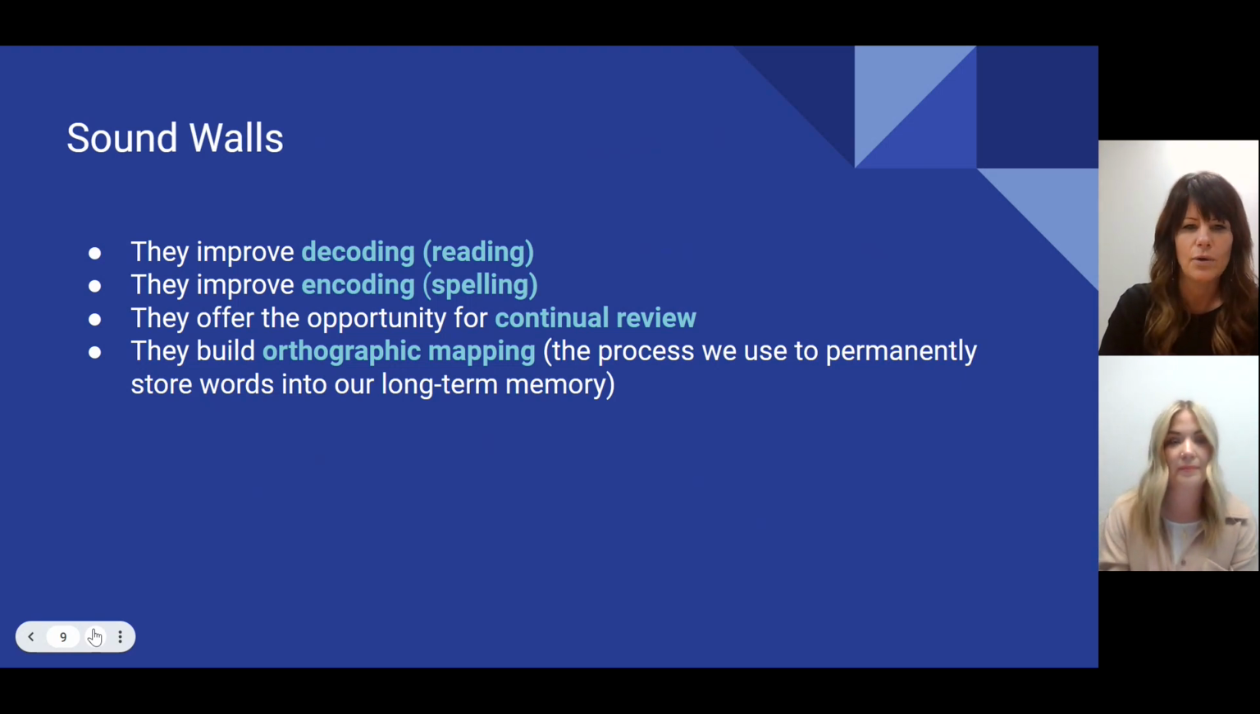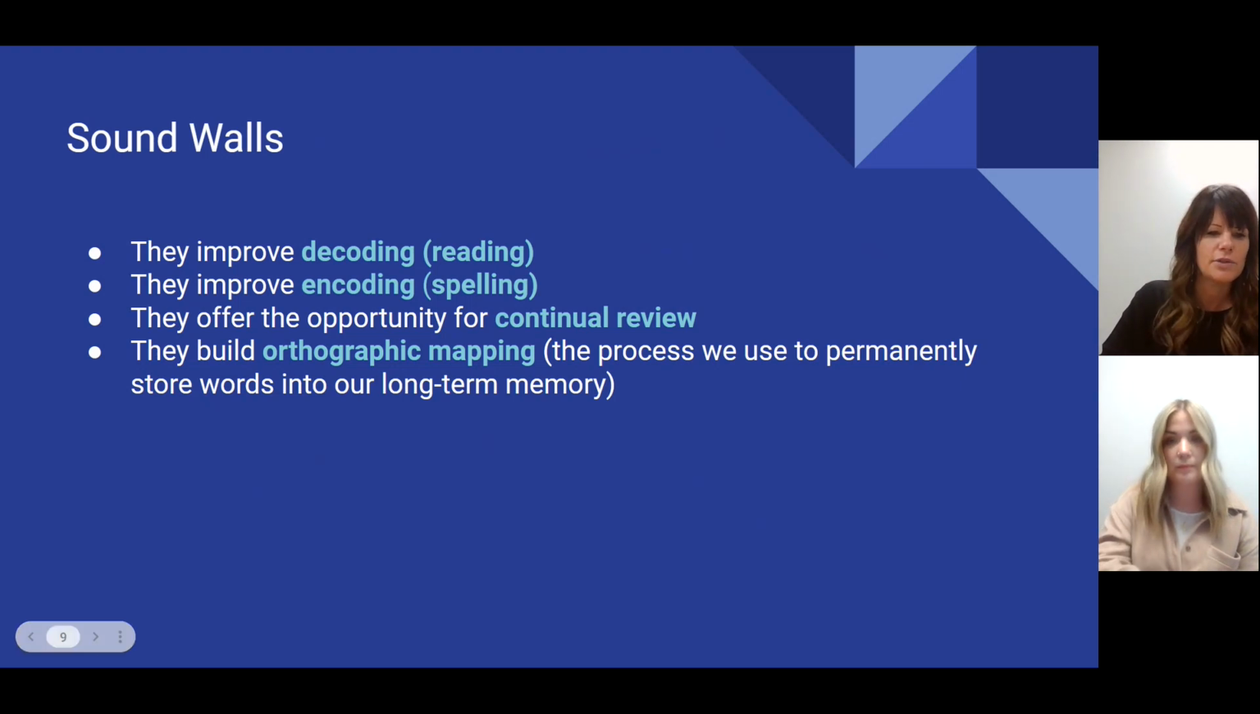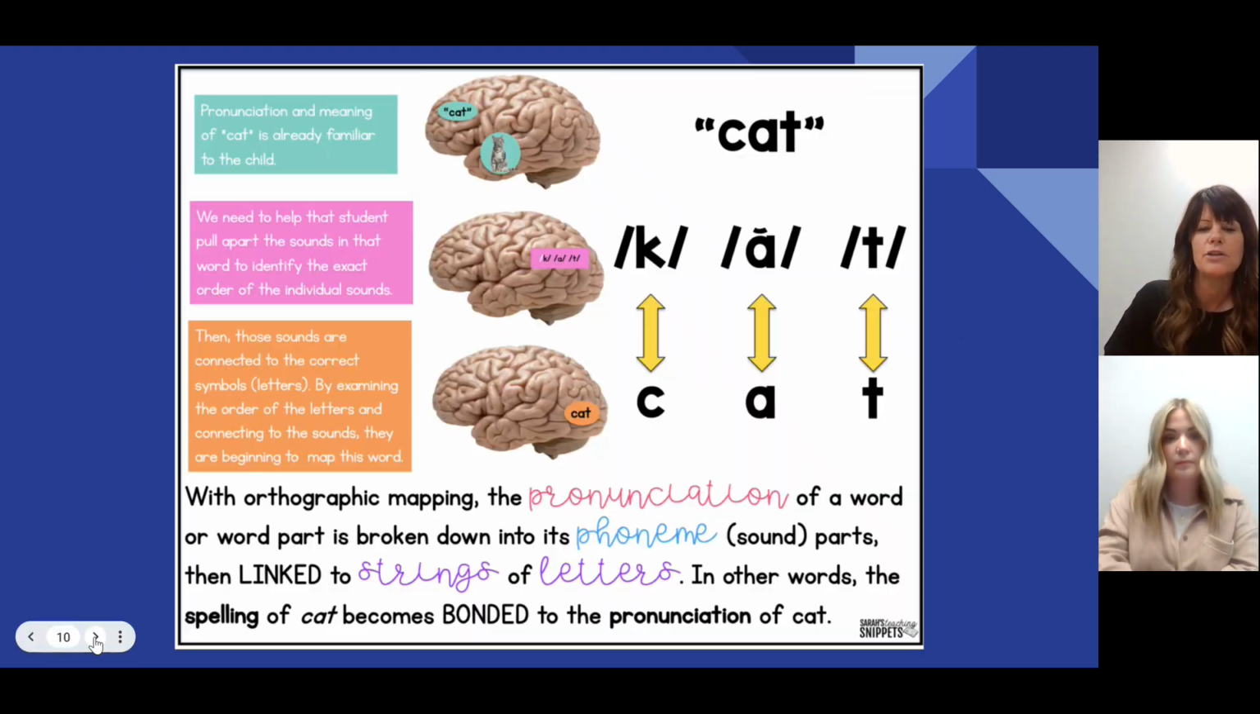Okay, so sound walls really do help with reading and spelling, as I just said, so that decoding and encoding. They offer that opportunity for continual review because they are up on your wall as a visual reference. And then they really help kids build orthographic mapping. Orthographic mapping really is that process we use to permanently store words into our long-term memory. And how do we do that?